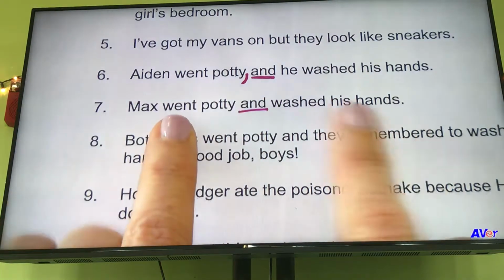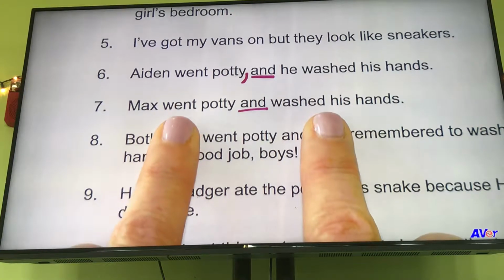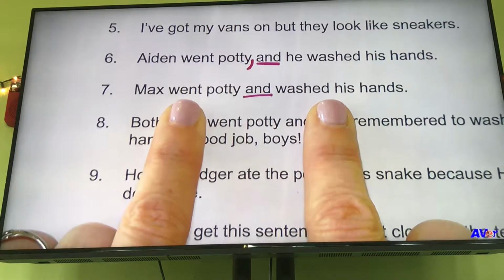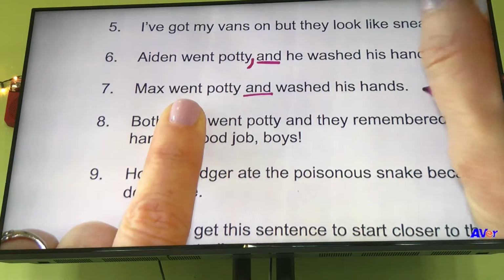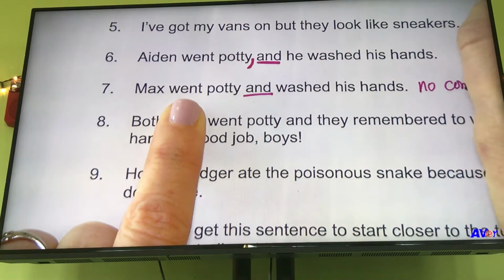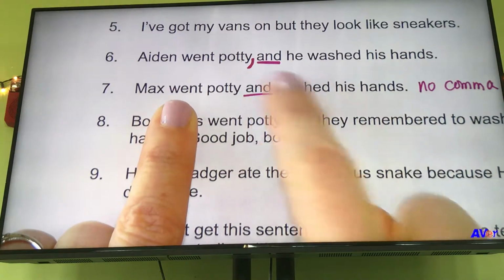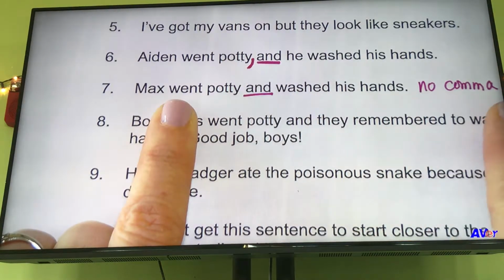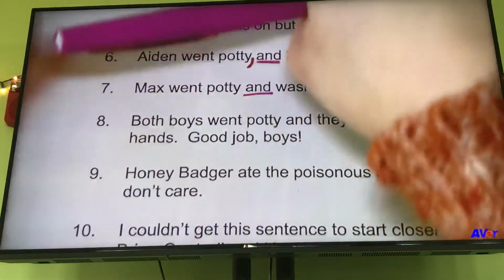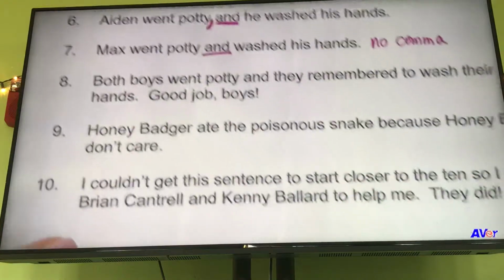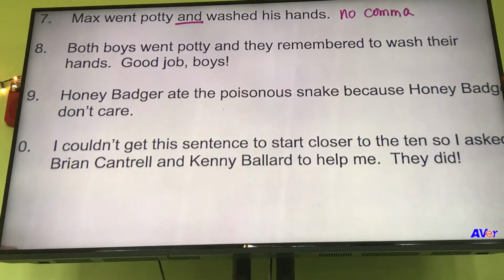So then if I ask myself, is there a complete sentence on either side of this conjunction? The answer is no. So do I put a comma? No. No comma. And you'll write no comma if there's no comma. Exaggerate the comma if there is, write no comma if there isn't. So you're going to do the rest of these. The tricky one is me trying to be clever.